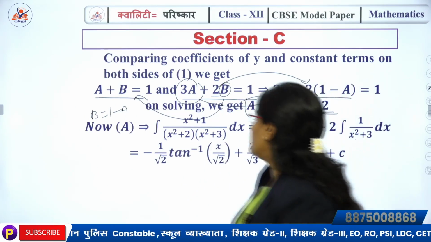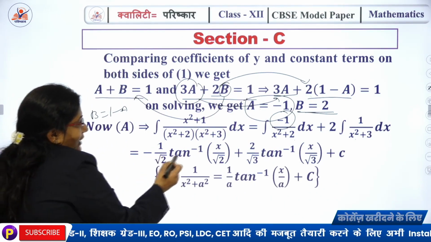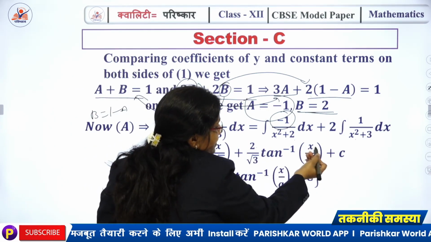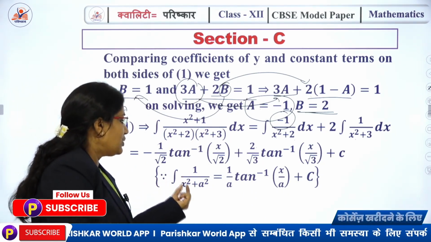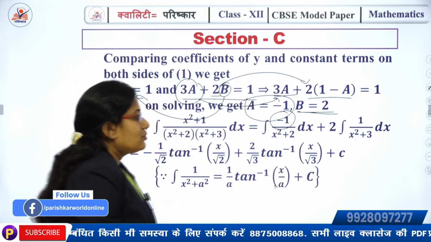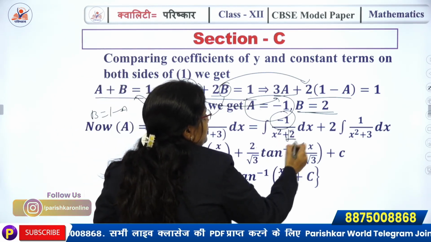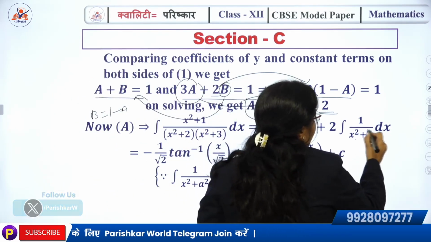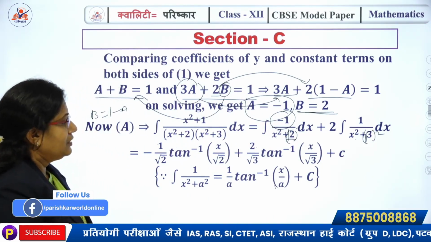Now integrate both sides. We have minus 1 upon root 2 tan inverse x upon root 2 in negative sign, and 2 upon root 3 tan inverse x upon root 3 plus constant, because we have the formula for the integration of 1 upon x square plus a square is equal to 1 upon a tan inverse x upon a plus some constant. So here x square plus a square means square of root 2, and here a square means square of root 3. Okay, students? So this is the solution to the given question.